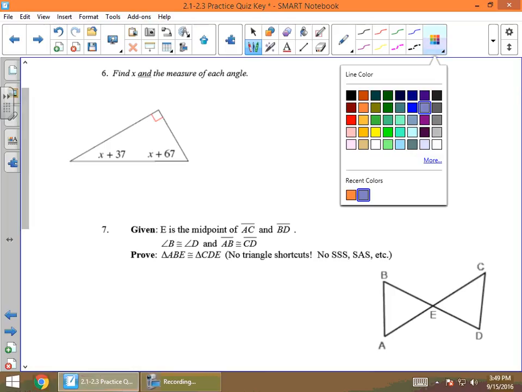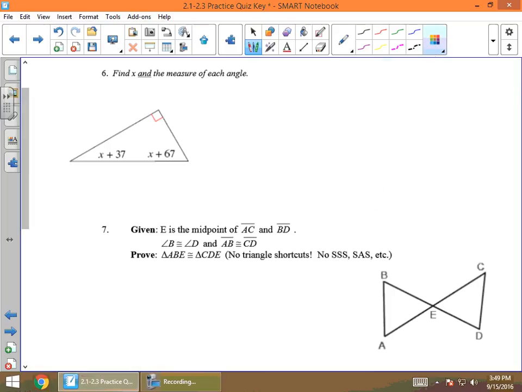Flipping over to the back. The back of this says find X and the measure of each angle. So it's a triangle. Triangles add up to 180 degrees. So I have X plus 37, X plus 67, add those two together. And I have to add in the third angle, which is up here. It has this little red box in there, and I know that to be 90 degrees. That means it's 90. So I add that together to equal 90, set it equal to 180. Combine like terms, X plus X is 2X.